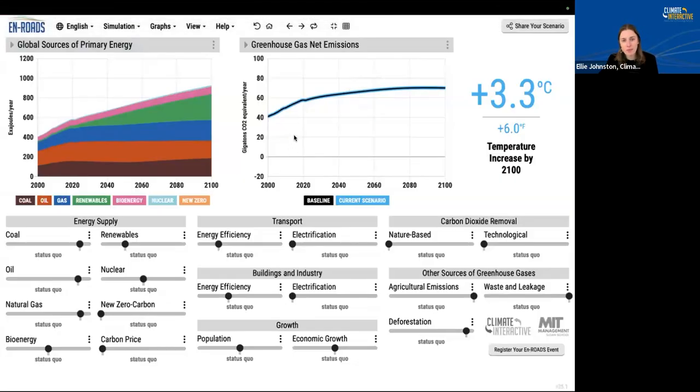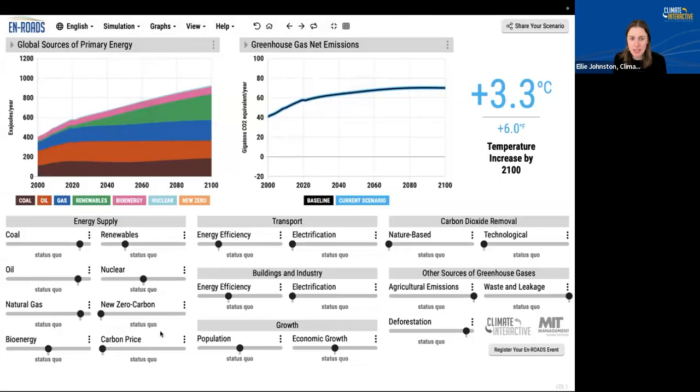And that's what's then reflected here on this right graph. Greenhouse gas net emissions. This is all global. You see here that the level of greenhouse gas net emissions has been rising up through today, and we see that leveling off, but it's not coming down in this baseline scenario.